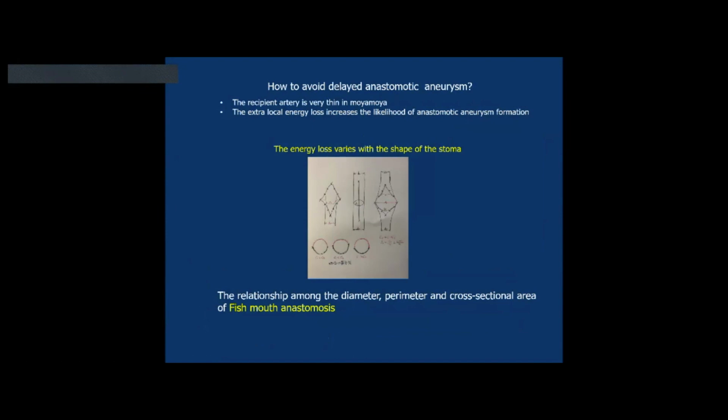So for the Moyamoya vessels, we always worried about the anastomotic aneurysm because almost all the recipient arteries were very thin. So the extra local energy loss increases the likelihood of anastomotic aneurysm formation. Actually, the energy loss varies with the shape of the stoma. Some neurosurgeons recommended the fish mouth anastomosis, but according to our calculations, this kind of anastomosis increases the local energy loss.